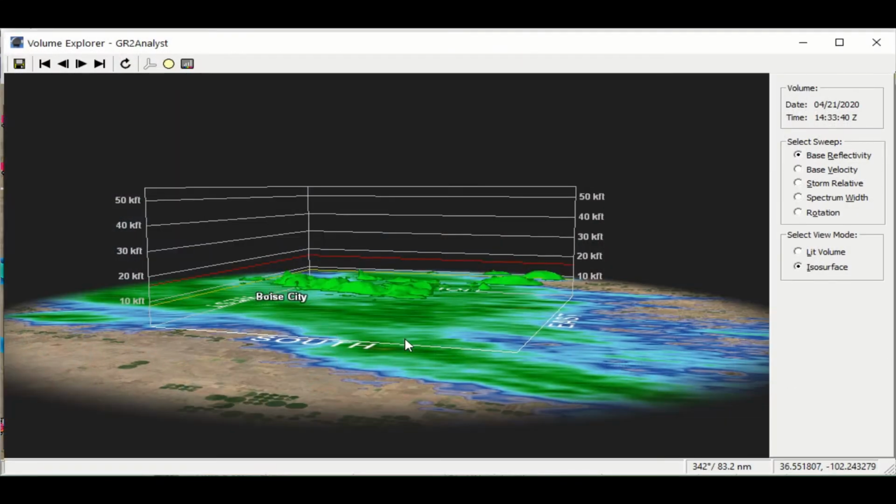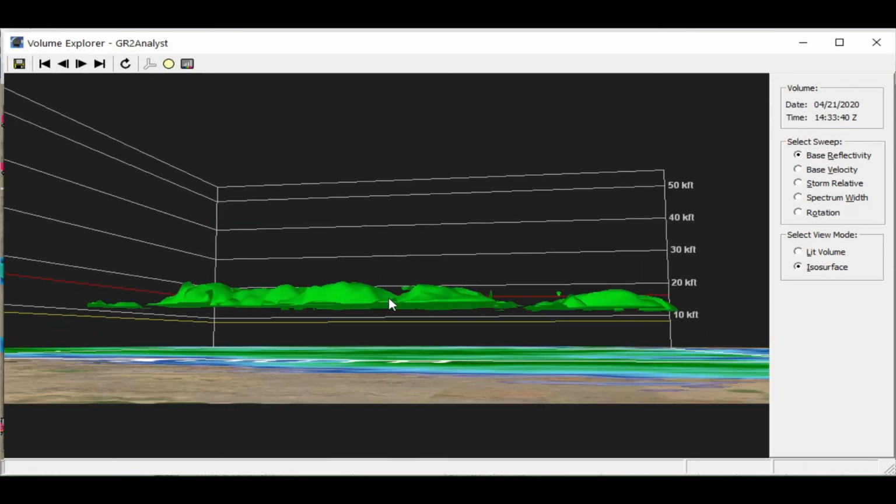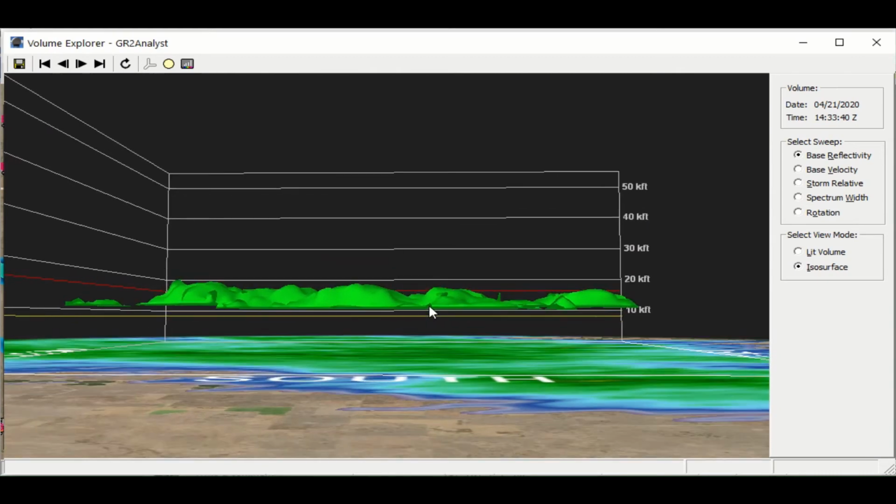Looks like the other part of the cell is going to miss Elkhart. So we're still well above the deck there with our below beam effect. All this is unsampleable air, lowest cuts. Only able to see this right here.